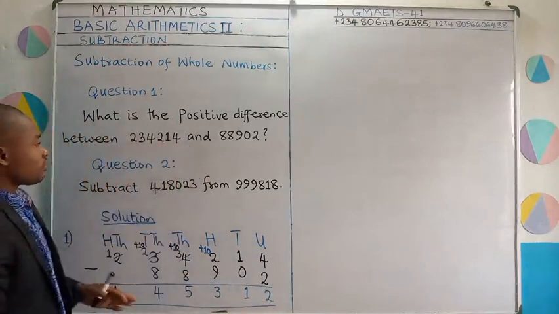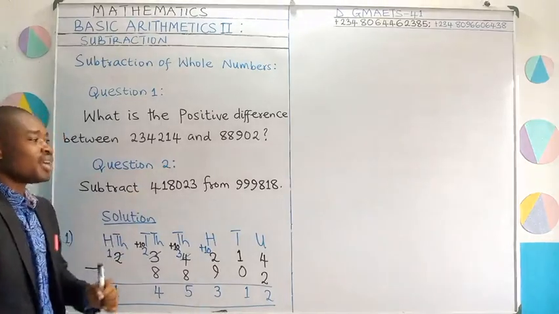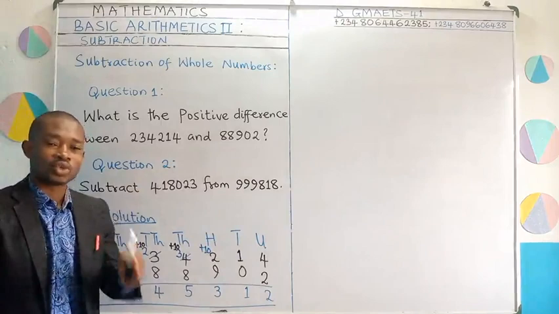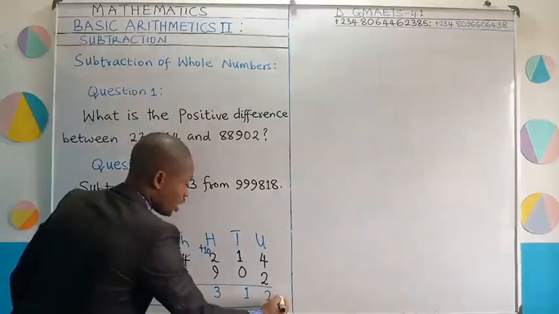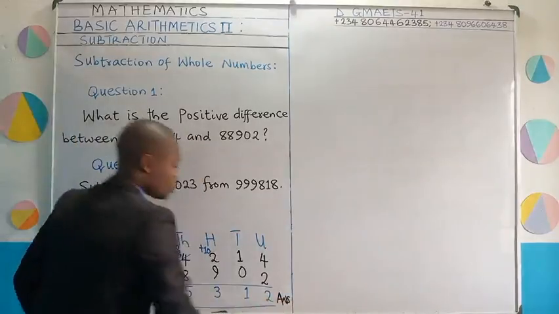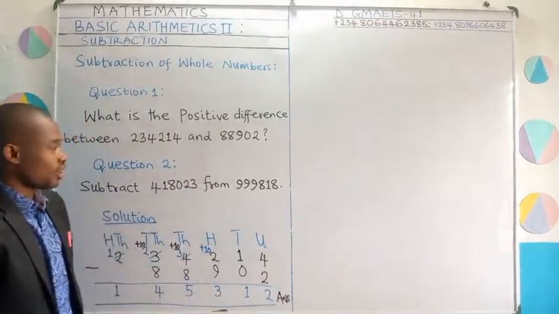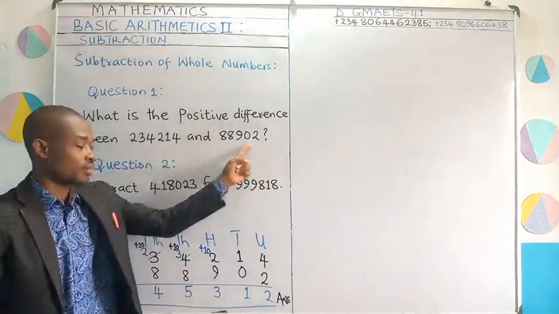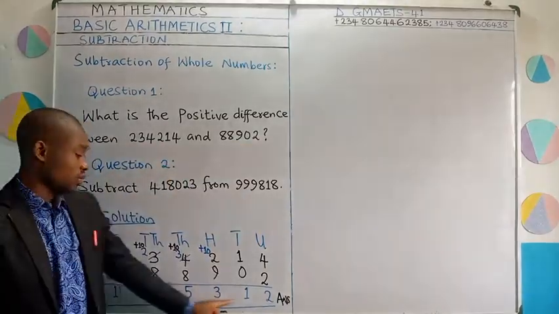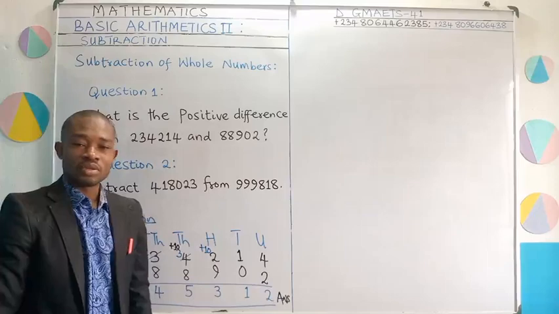The positive difference between 234,214 and 88,902 is equal to 145,312. Answer. You can do the conclusion below yourself. Okay? I've just read the conclusion. Therefore, the positive difference between this number and this number is equal to this number. Let's move on to question number 2.